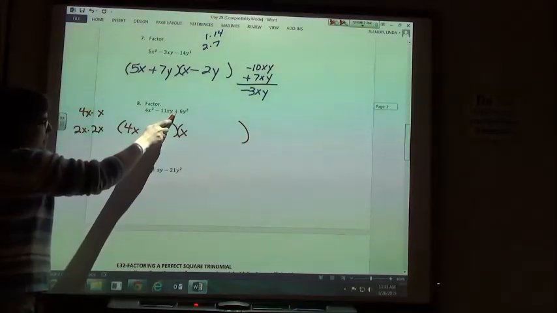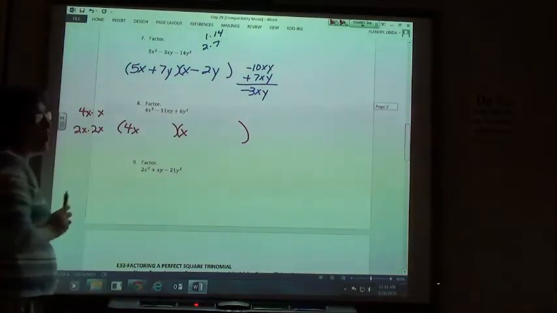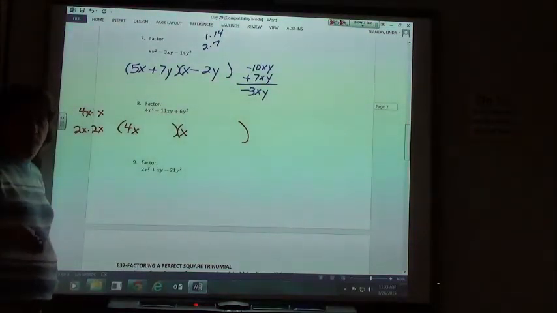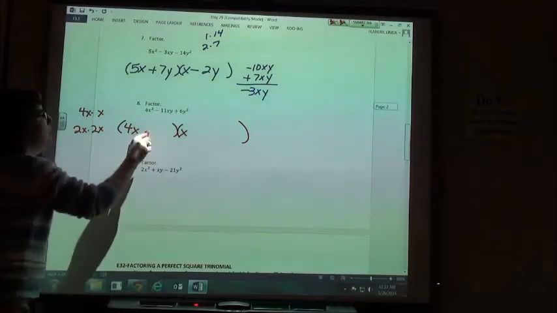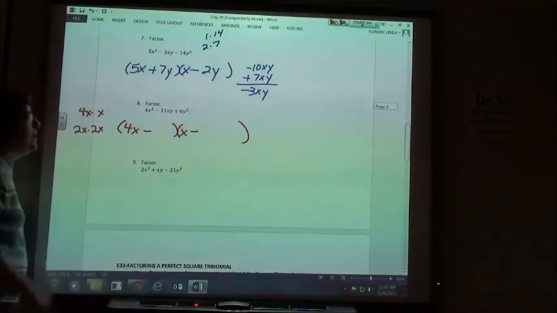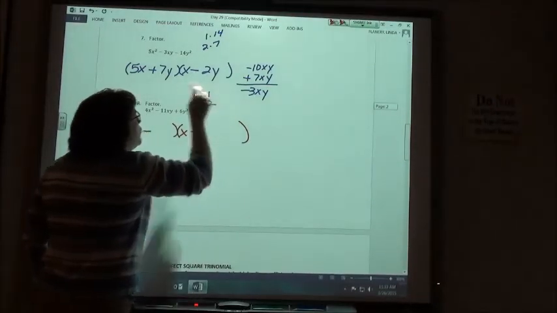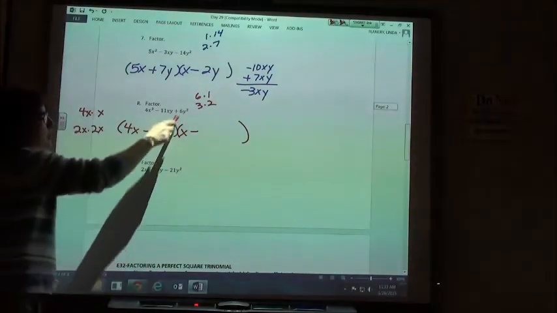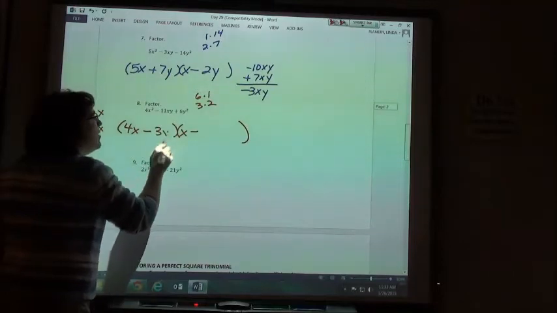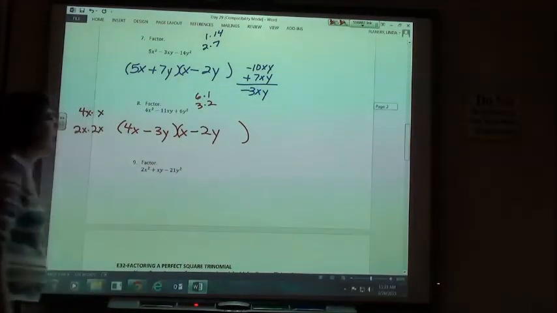My end is a positive. I know I have either both pluses or both minuses. I look at the middle, tells me they're both minuses. Factors of 6y squared, so 6 and 1 or 3 and 2. Again, I got to make sure I put the y with those. So I'm going to put 3y and 2y. I'm going to check it out.